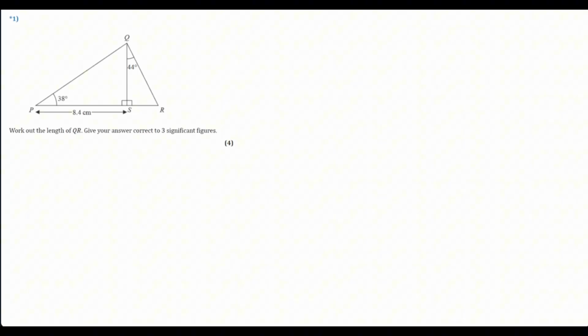Part 4 of revision for Maths GCSE Higher, and today this will be Pythagoras and Trigonometry. Let's just get started. Question 1. Remember again, anything with a star is a calculator question.